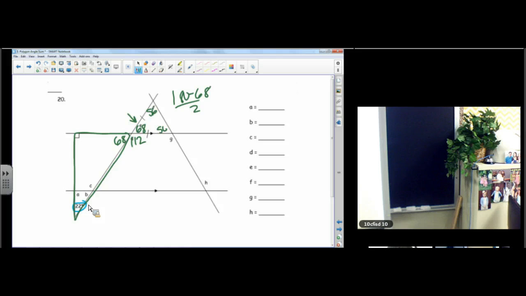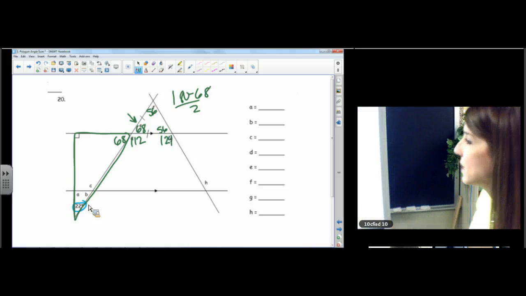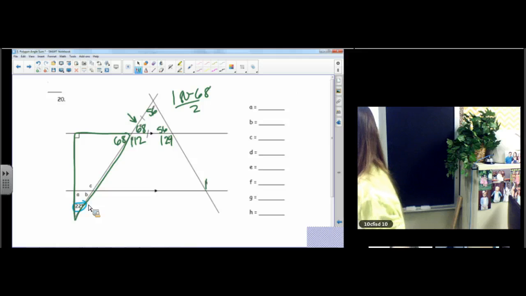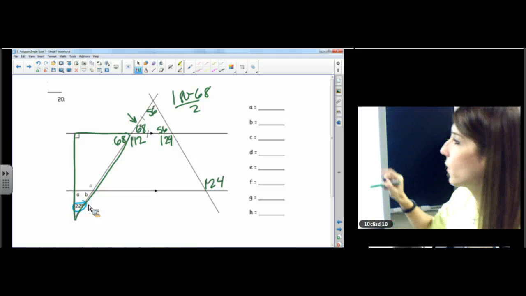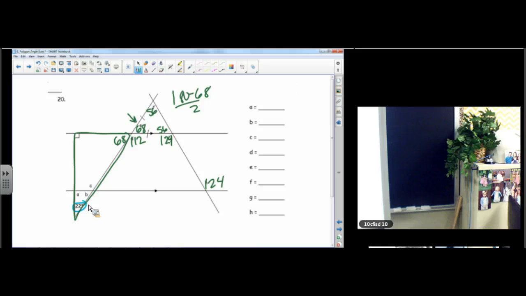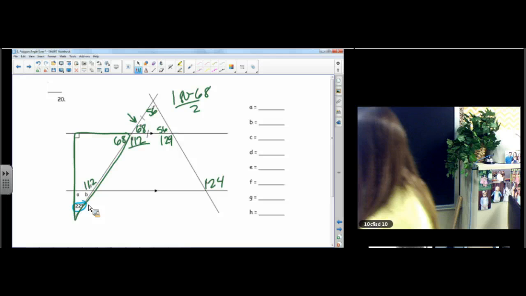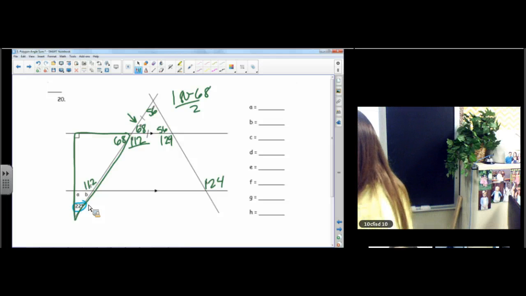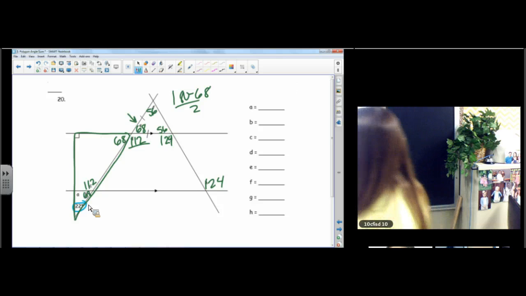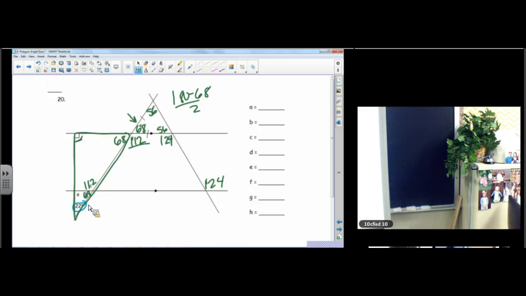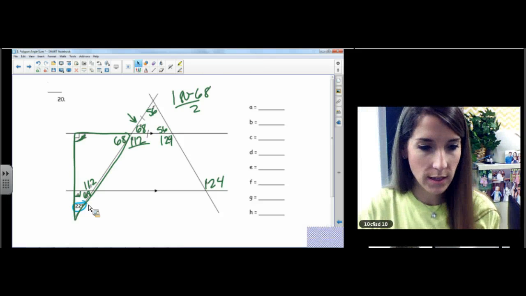56, 56. Then we can do linear pair. 180 minus 56, 124. Then we can do alternate interior angles, 124, 124. Over here we can do alternate interior, 112, 112. Then we can do a linear pair again, 68, and then we can add those up and it happens, corresponding angles, 90 and 90. So we're really just using our knowledge of parallel lines on that one.